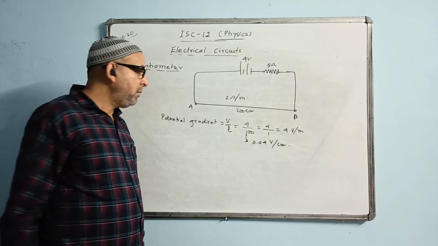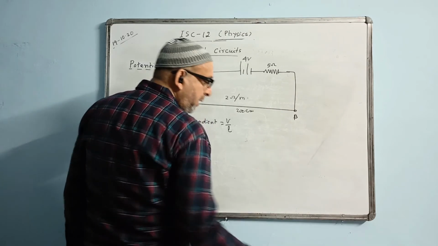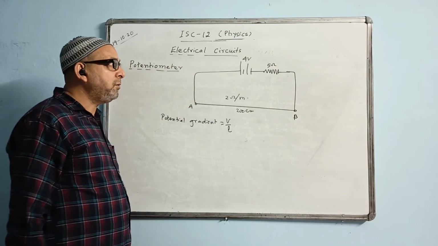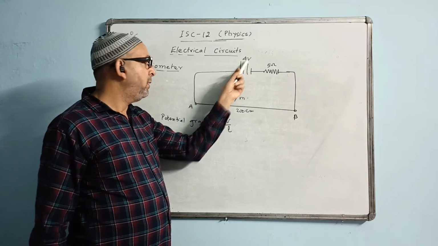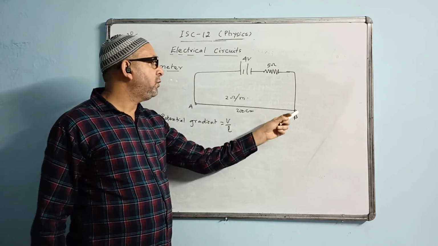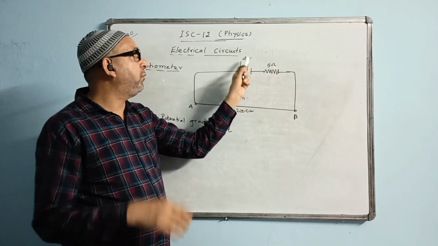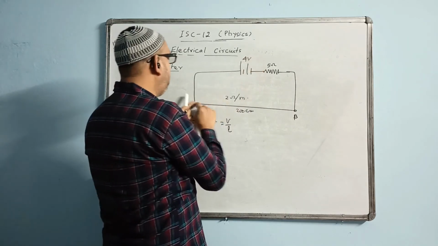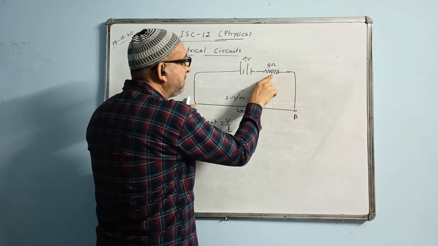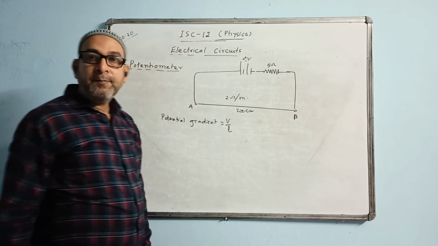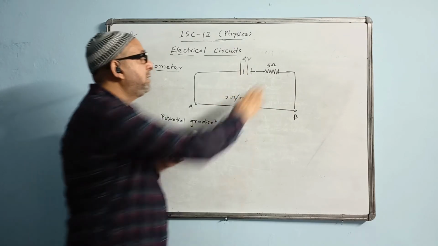The question says that. How to find the potential gradient? Potential gradient is V upon L, voltage upon the length. The voltage given to us is 4 volt. What is the length of the wire? 200. But this is also there, and you have to convert it, because 4 volt is not applied across this alone. 4 volt is applied across this and also across this. So we have to consider this also here.